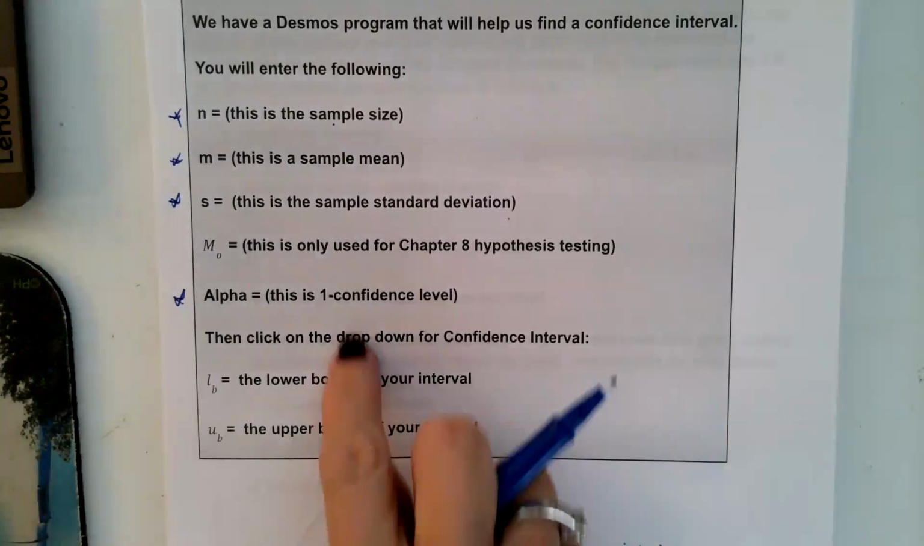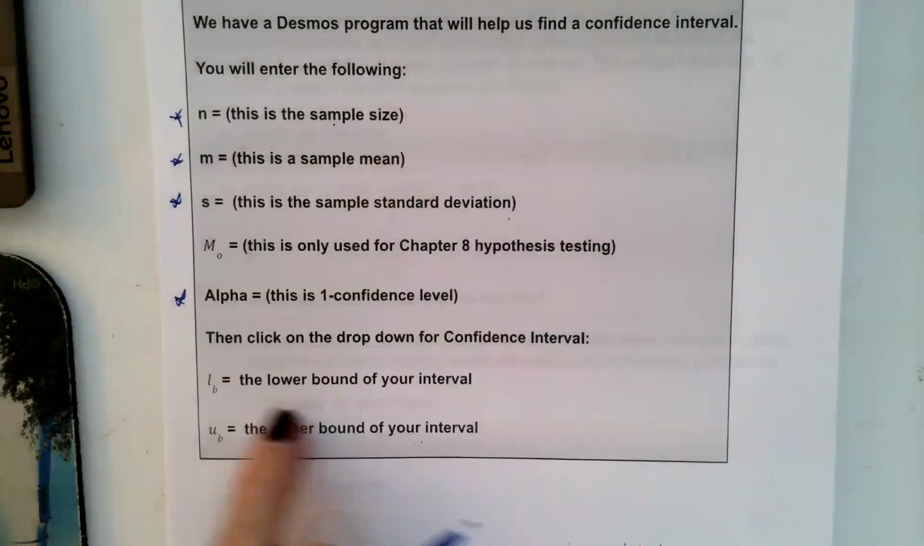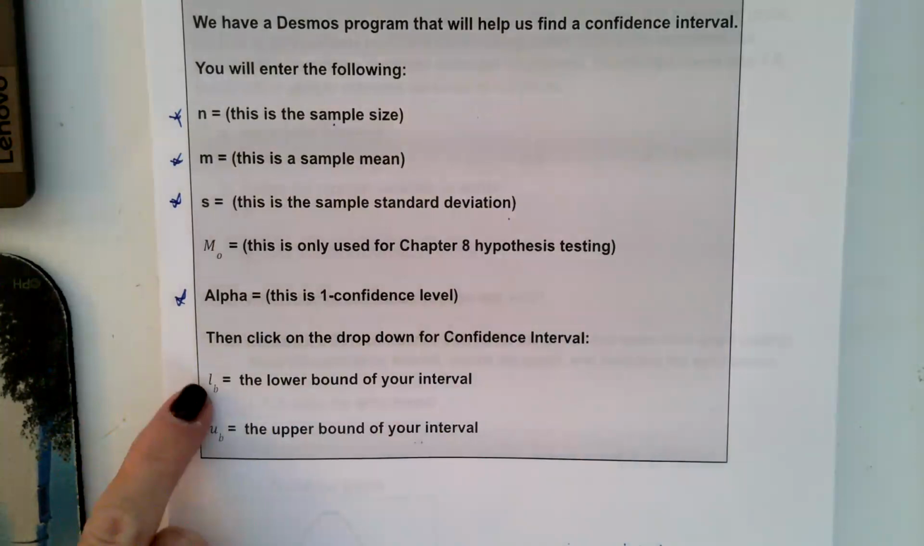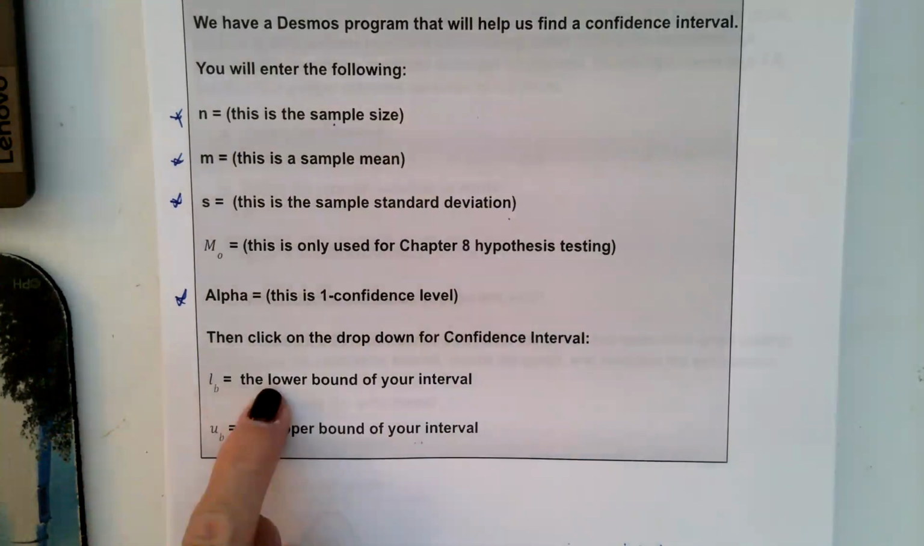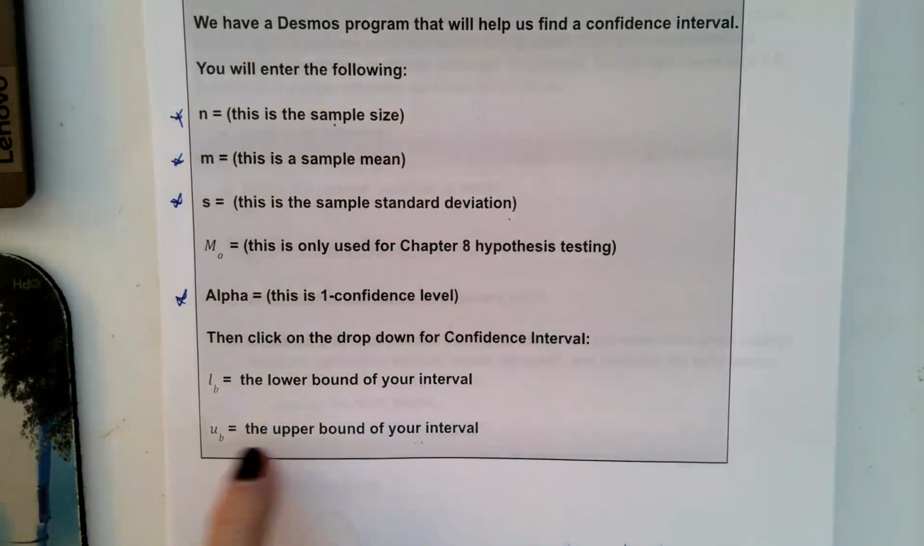Then there's going to be some drop-down menus at the bottom of this program, and you're going to click on the one for confidence interval, and you're going to scroll down to where it says LB, that's your lower bound of your interval, and UB, that's your upper bound.